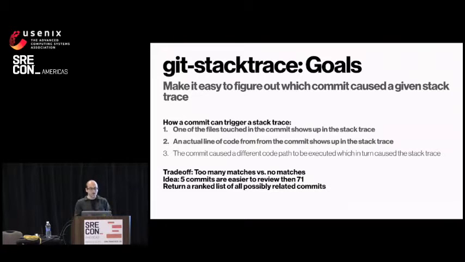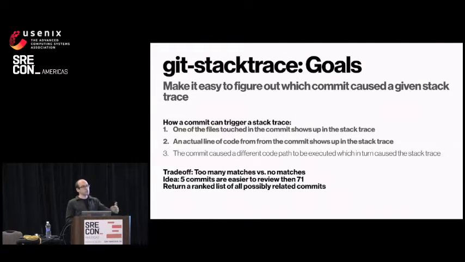And even that's true also for the line of code in the commit. Maybe there were 2 different commits that show up in that stack trace, and only one of them actually caused the error. The other one was an unrelated change. And so the idea here is that it's actually much easier to review 5 commits manually than look at all 71 by hand. So the goal here is actually to return a ranked list of all possibly related commits.